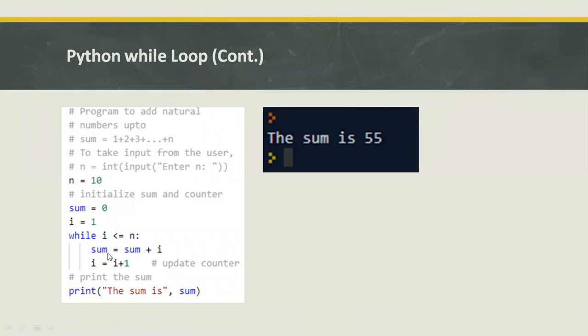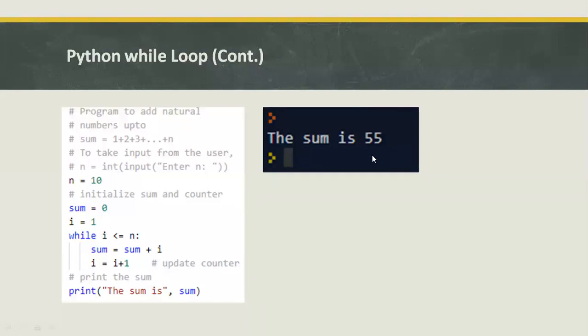So initially the sum value is 0. So sum 0 plus i is 1, so 0 plus 1 is 1. And then we are incrementing i plus 1, that is 1 plus 1, that is 2. So the next time, accordingly, 1 plus 2 plus 3 plus 4 plus 5 plus 6 plus, in this way the program is going to execute. And finally, you will get the output, that is the sum. You will get the output 55.